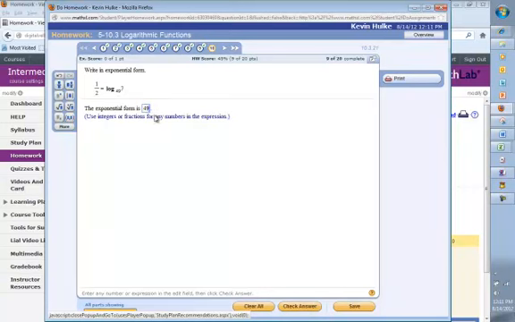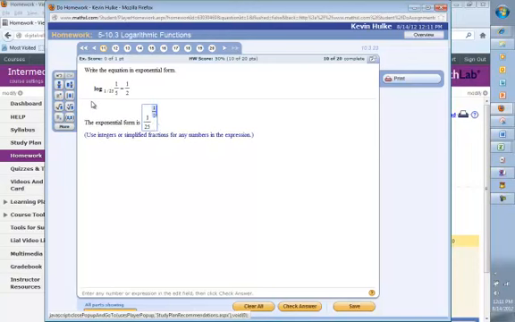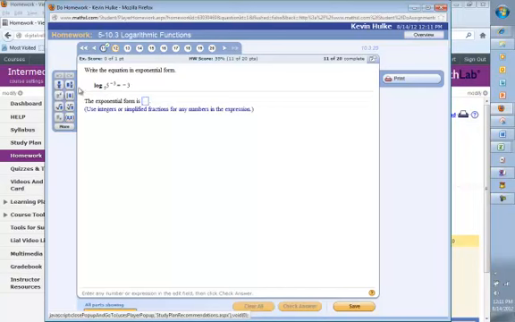49 to the 1/2 is 7. 1/25 to the 1/2 is 1/5. 5.